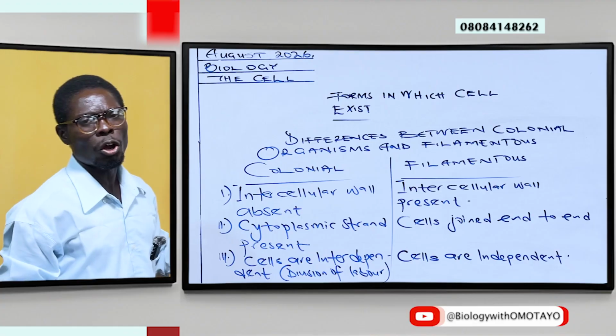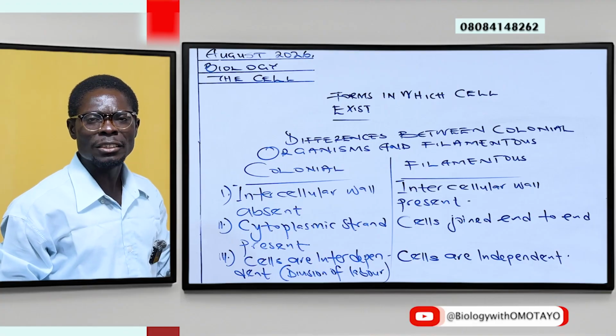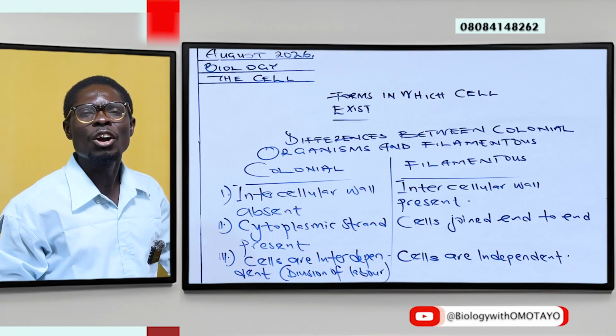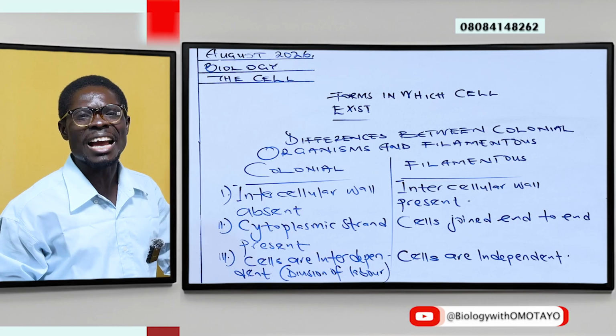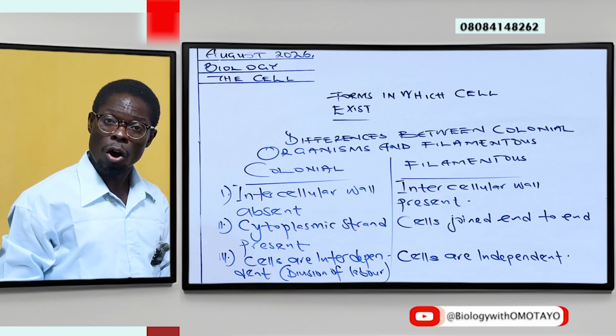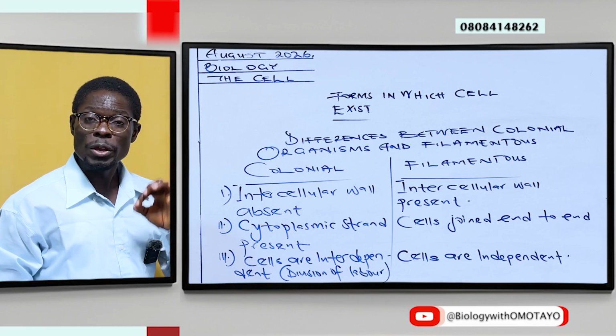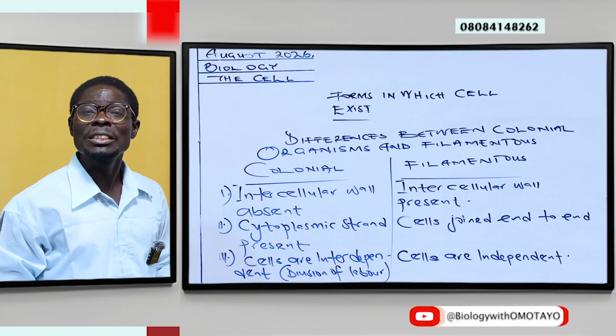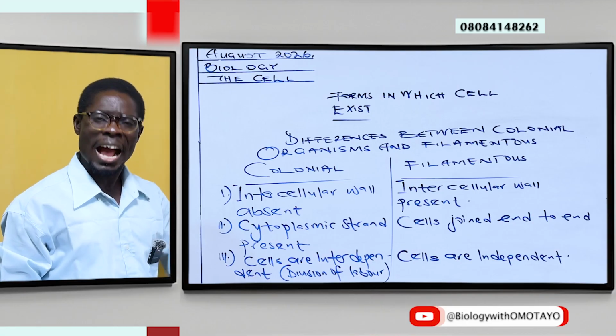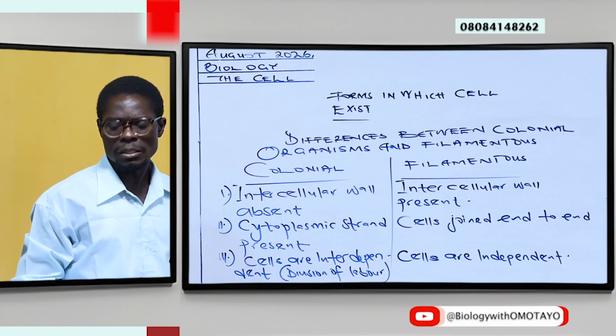So this brings us to the end of our study under cells existing as colony or filament. And so we'll be going to the third point, which is cells existing as parts of organisms.